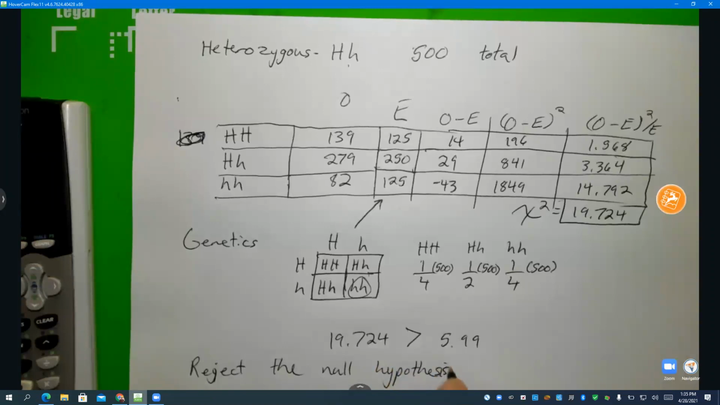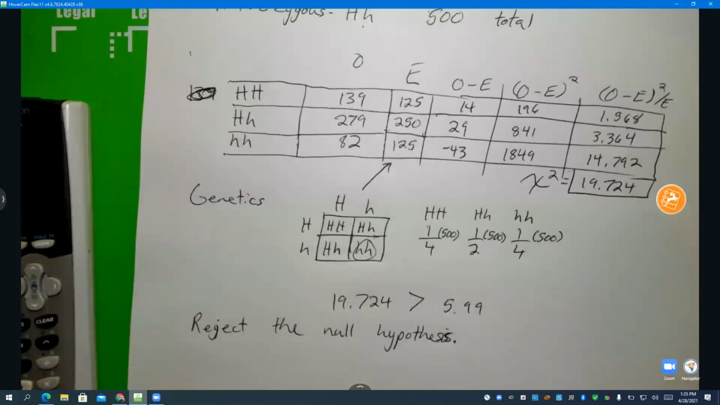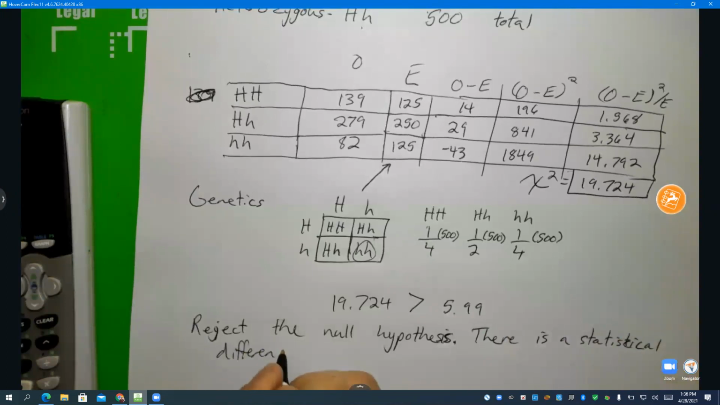Just gotta shake off the rust. Reject the null hypothesis again. So there is a statistical difference. So something's going on here. Why can't I remember statistical? There we are. Difference.